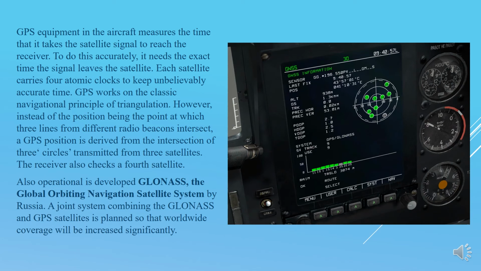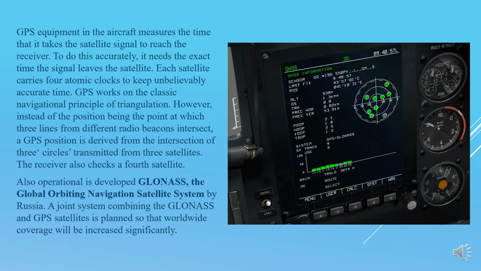GPS equipment in the aircraft measures the time that it takes the satellite signal to reach the receiver. To do this accurately, it needs the exact time the signal leaves the satellite. Each satellite carries 4 atomic clocks to keep unbelievably accurate time. GPS works on the classic navigational principle of triangulation. However, instead of the position being the point at which 3 lines from different radio beacons intersect, a GPS position is derived from the intersection of 3 circles transmitted from 3 satellites. The receiver also checks a fourth satellite.